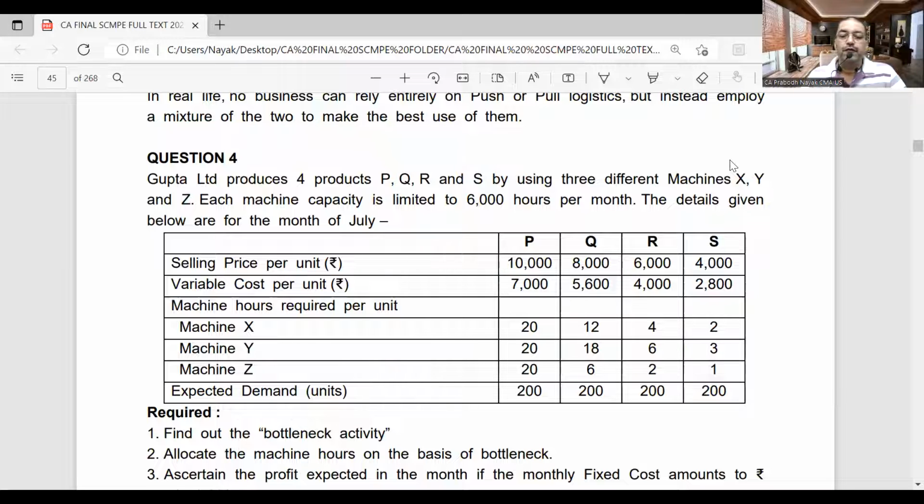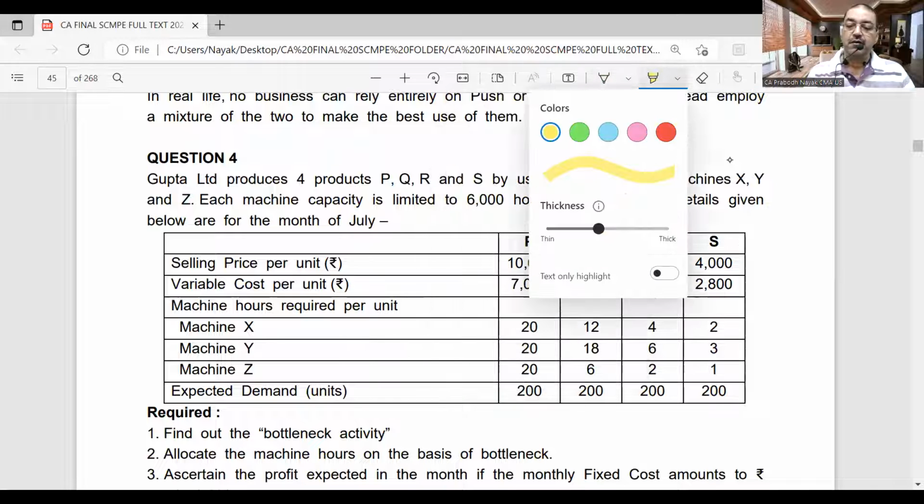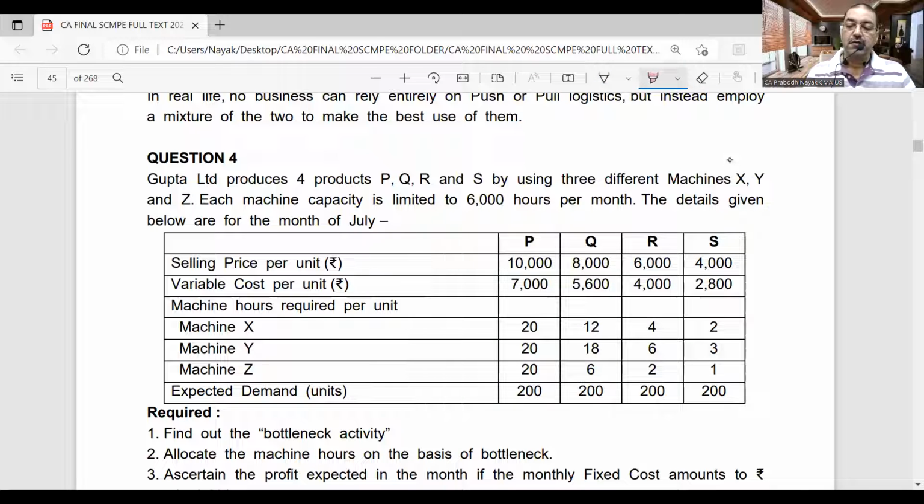Gupta Limited produces 4 products, P, Q, R, and S, by using 3 different machines, X, Y, and Z. Each machine capacity is limited to 6,000 hours per month. So you can underline that: capacity restricted to 6,000 hours per month. The details given below are for the month of July.